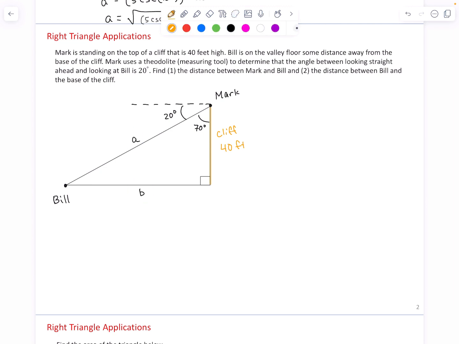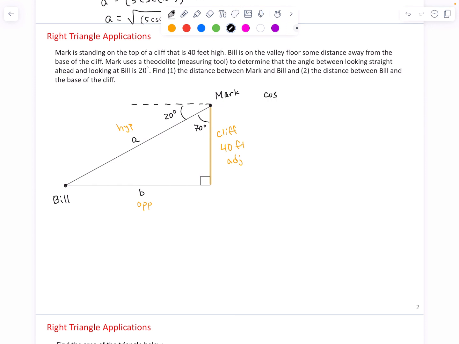So relative to 70 degrees, I know that B is the opposite, the 40 feet is the adjacent, and A is the hypotenuse. So I want to use a trig function that involves one known length and one unknown length. You would not want to use a trig function that involves both A and B, the hypotenuse and opposite, because they're both unknown currently. So I need to involve the adjacent. So let's do adjacent and hypotenuse first. The easiest one that comes to mind is cosine, although you could use secant.